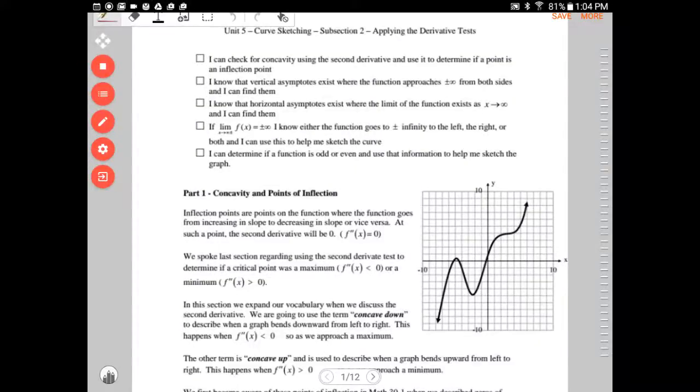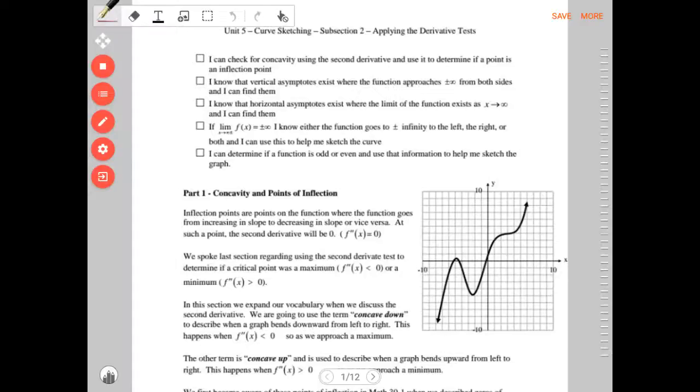Unit 5 Curve Sketching, Subsection 2, Applying the Derivative Tests. There are some new curriculum bullets for this one, so let's go through those really quick. I can check for concavity using the second derivative and use it to determine if a point is an inflection point. Those are some new words, and we're going to talk about them right away.